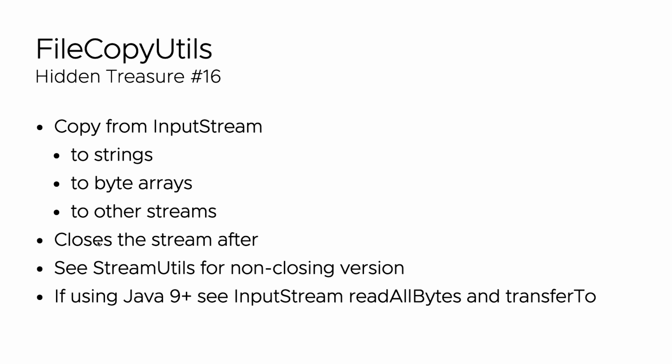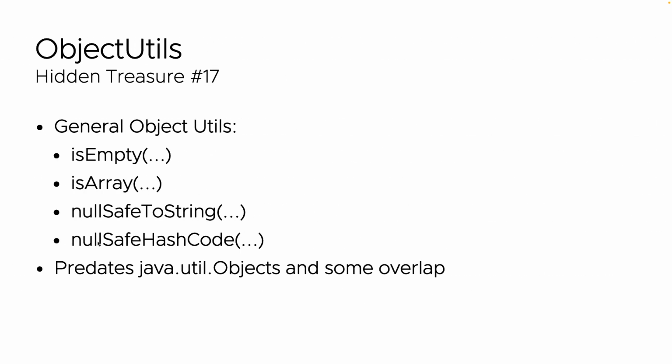And as I've already mentioned, there's some default methods like readAllBytes and transferTo in InputStream that you may not need the FileCopyUtils. ObjectUtils, again, another utils class, has isEmpty, isArray, nullSafeToString, nullSafeHashCode.